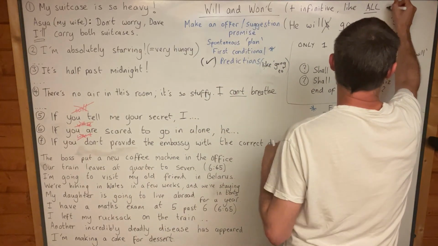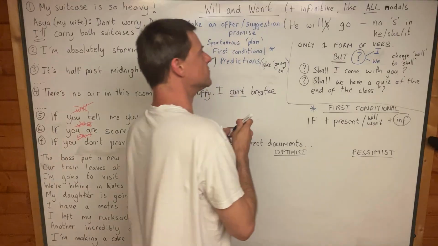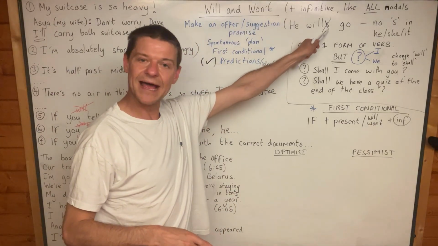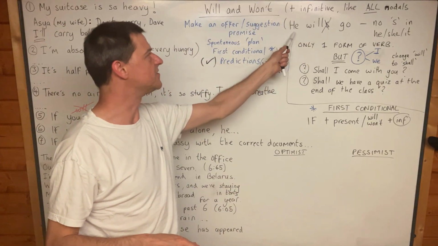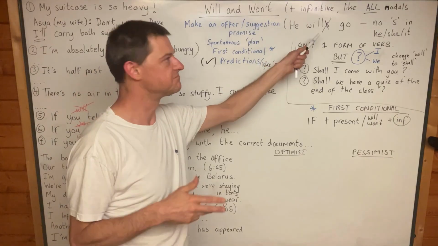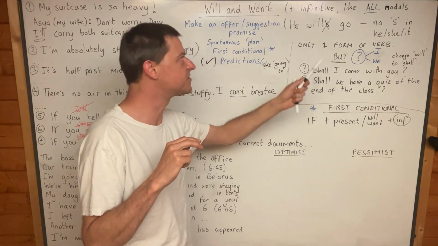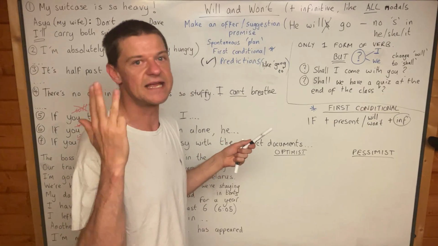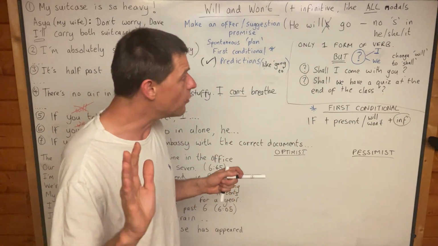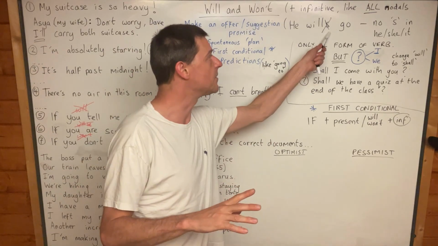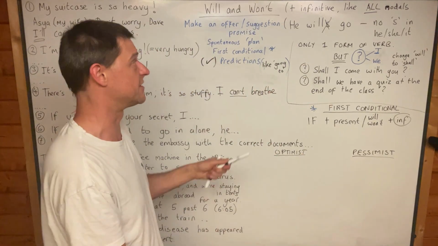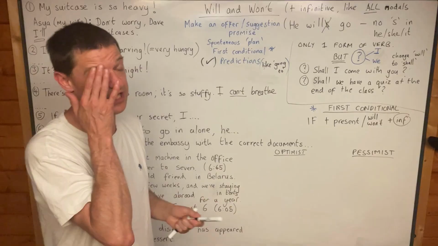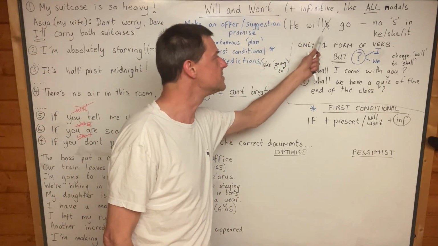Now, what is a modal verb? Well, a modal verb does not add an S when it's he or she or it. You do not say he wills, you say he will. You say he can, he should, he would, he could. They're all verbs, but to none of them do you add the S. All ordinary verbs, you do add the S for he and she. But with modal verbs, you don't.